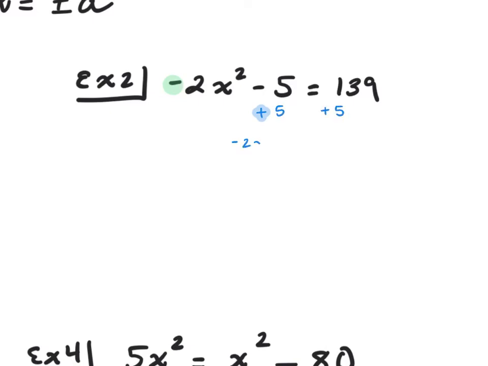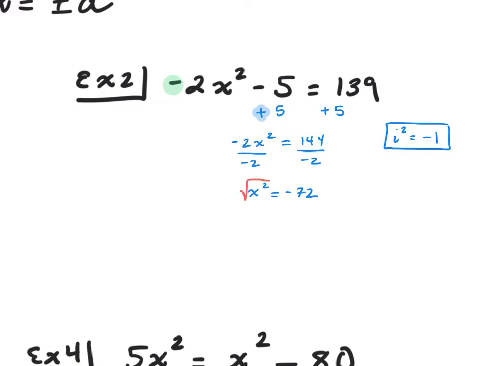And now I have negative 2x squared equals 144, divide by negative 2, and I have x squared equals negative 72. Now I know no real number squared is going to give me a negative, but I do know that imaginary numbers squared give me negatives. Remember how i squared is negative 1? So I'm going to do the same thing.